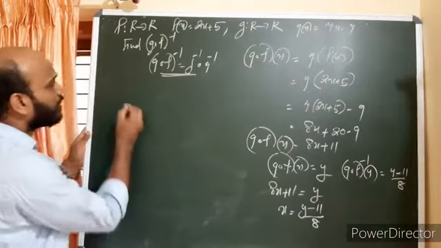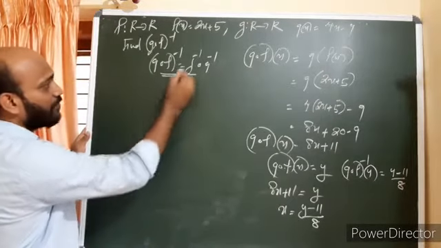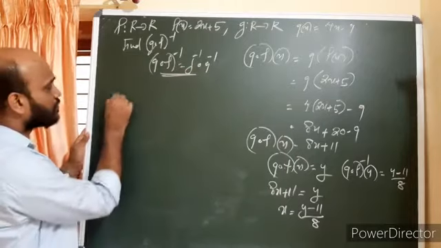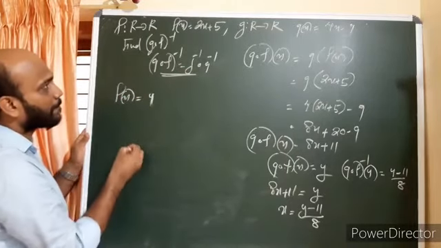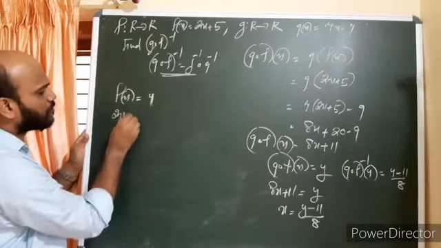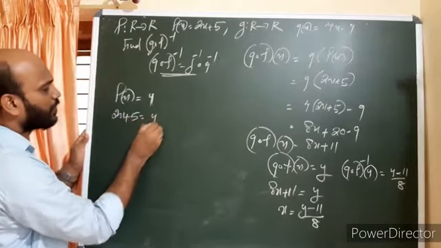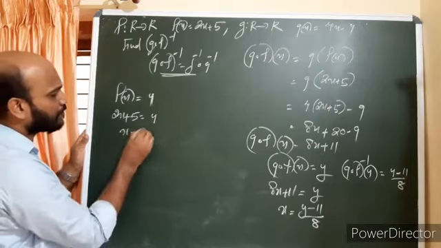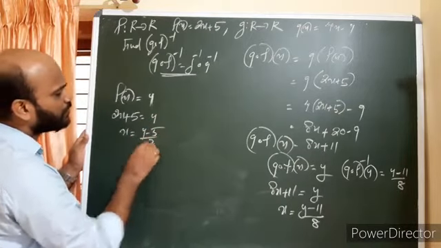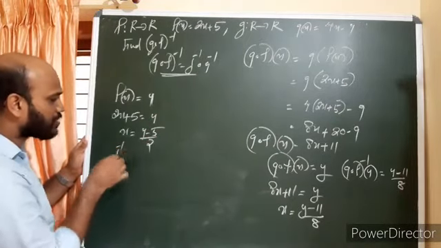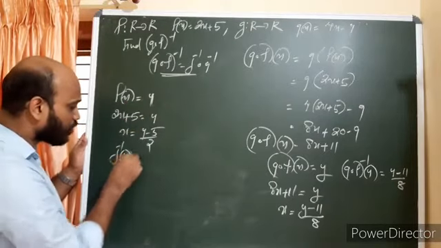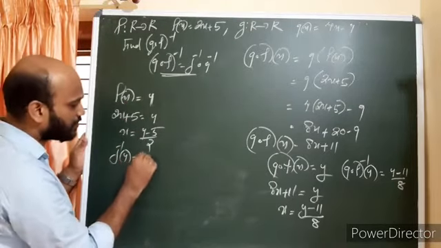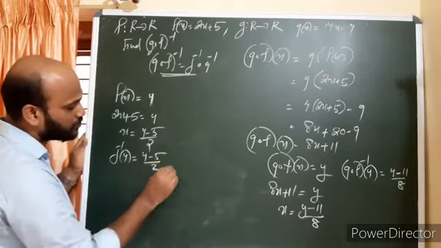For that, you have to find f inverse and g inverse first. So first you have to find f inverse. So take f of x equal to y. So 2x plus 5 equal to y. What is the value of x? (y minus 5) by 2. So f of x equal to y, then x equal to f inverse of y. f inverse of y equal to x, that means it's equal to (y minus 5) by 2.